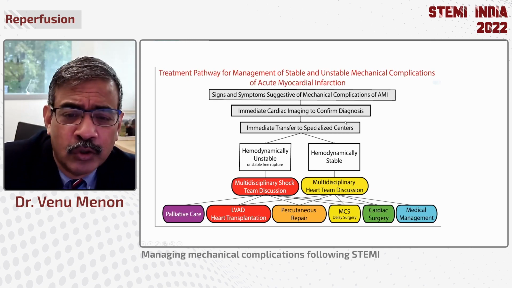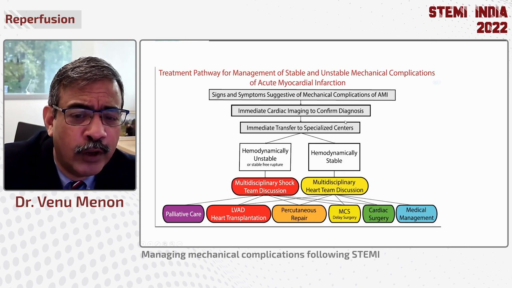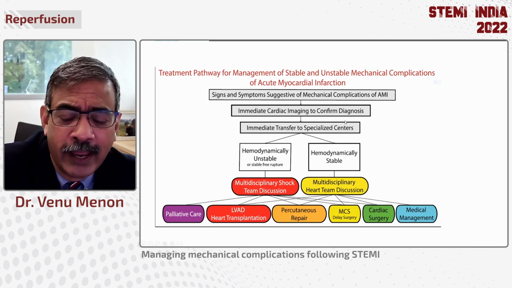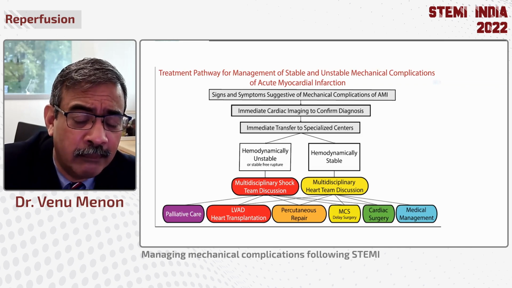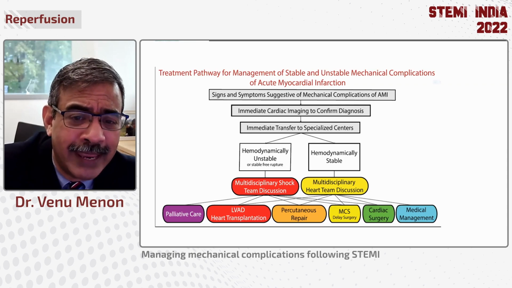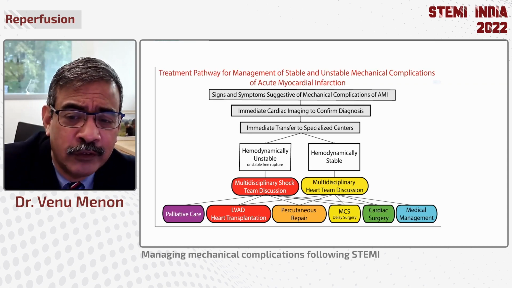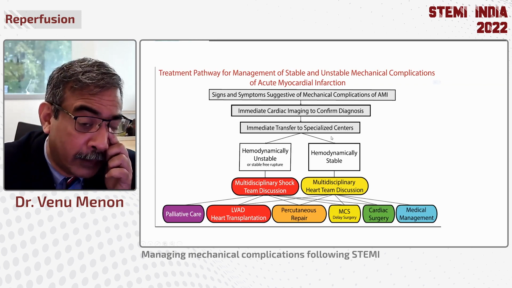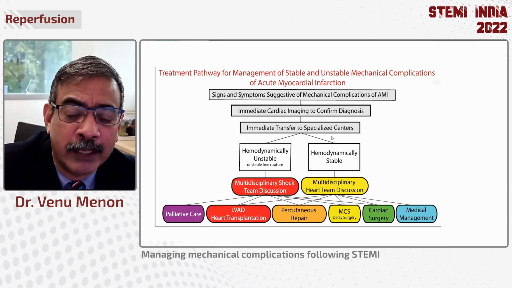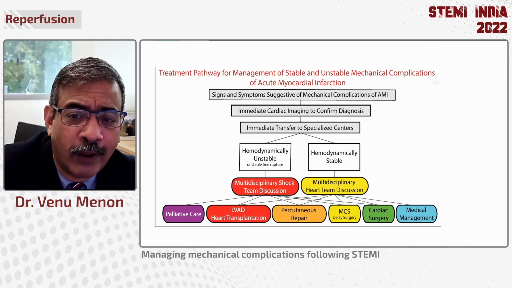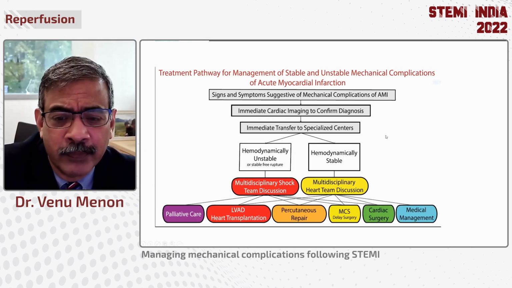We then get two scenarios. The first scenario is when we have a hemodynamically unstable patient where there is really no time to wait and watch. We need to make therapeutic decisions right away. And in the second situation are those who come in with a mechanical complication but are relatively hemodynamically stable, in which there's a little more time to decide what is the right thing to do for this patient.